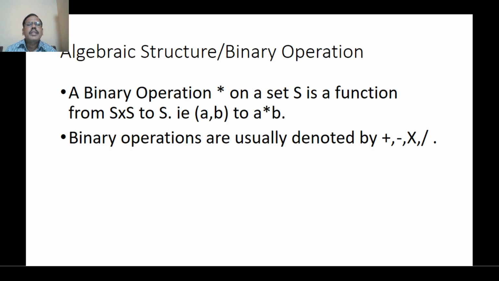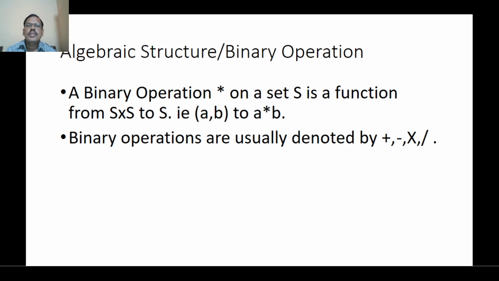So a binary operation star on a set S is a function from S cross S to S. S cross S means the Cartesian product of S and S. It is also a set, consisting of ordered pairs (a, b).